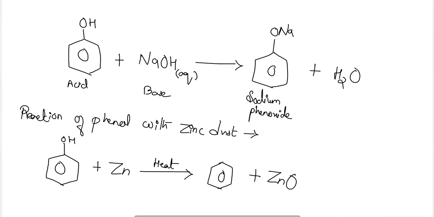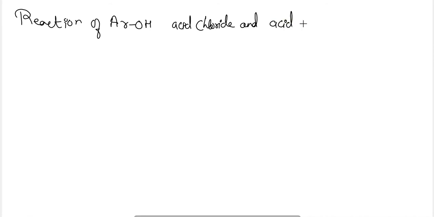Next is the reaction of phenol with acid chloride and acid anhydride. It is termed as acylation. This is the acylation reaction.